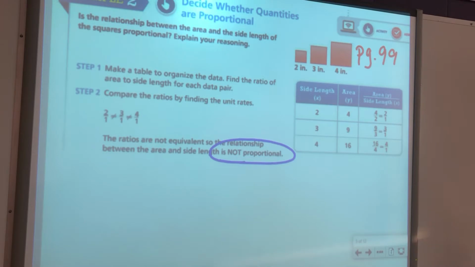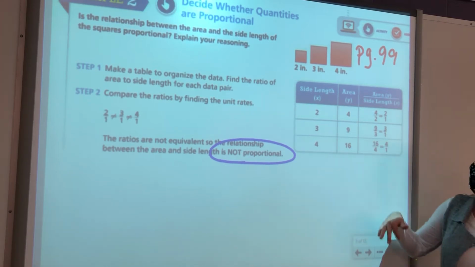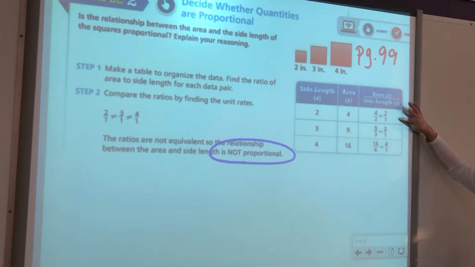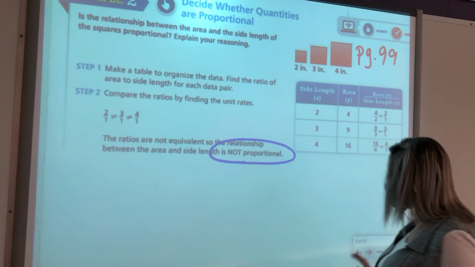Yes, sir? So does it matter if, say, the first and third one are equal, but the second one is not? Is it still not proportional? It's still not proportional. What Zach just asked, does it matter? What if this one and this one are both 2 over 1, but this one's not? Okay. So our definition says 1 or more. So as long as there's one that's not proportional, the whole relationship is not proportional. Good question. Excellent. All right.